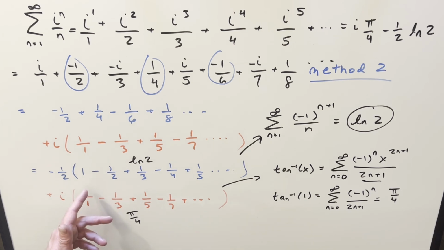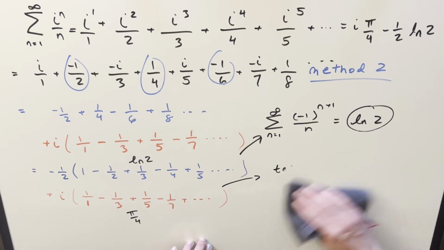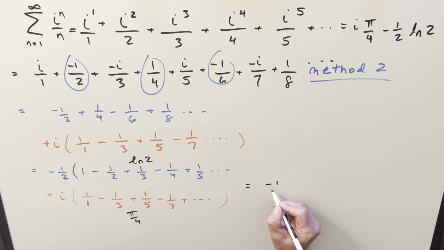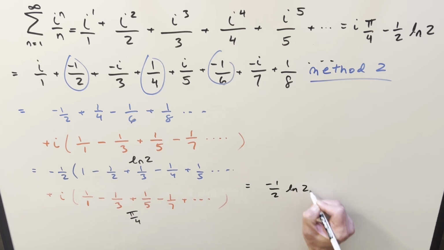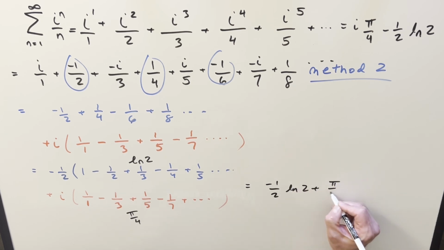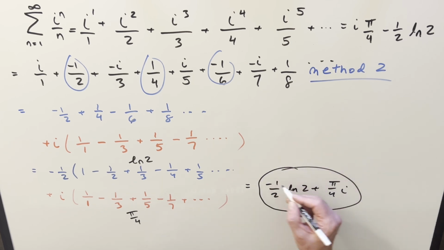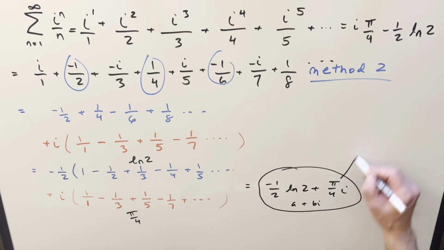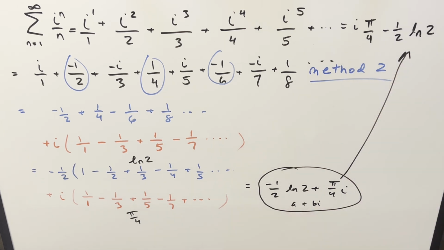So now that we've evaluated everything over here, let's get rid of this stuff. Putting this together, we have minus 1/2 ln 2 plus pi over 4 i. And so for the second method, we get the same thing we got in the first method. I don't know why I wrote it in a different order. I think it's probably nicer to have it in the a plus bi notation, but this is the same as this.